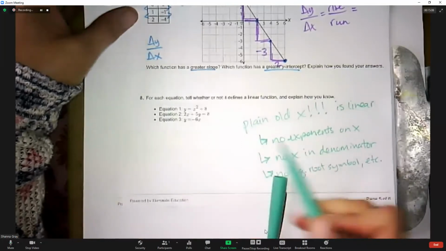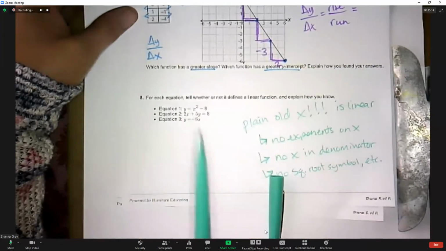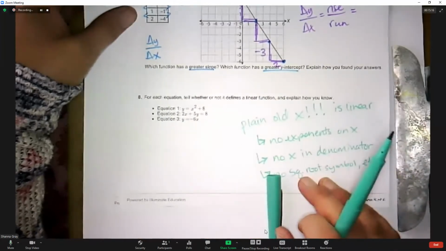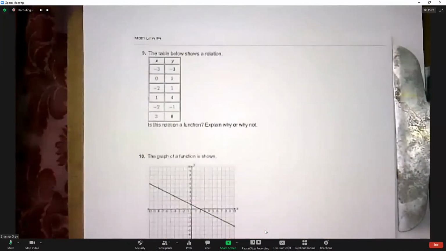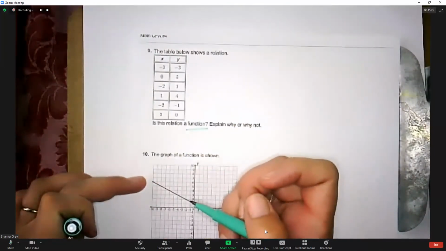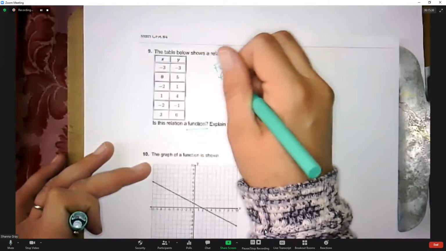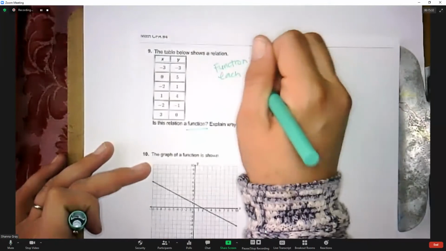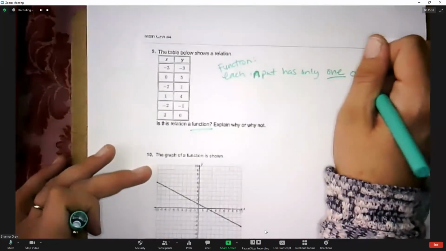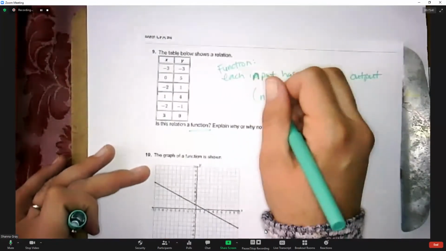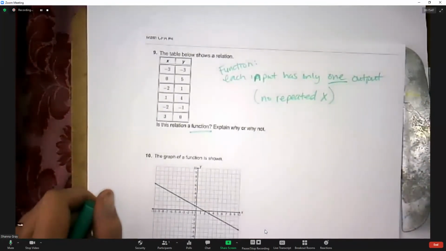And this is really, for my algebra kids, I noticed some of you using pretty good vocabulary to explain this, which is great. And then this is kind of geared more towards my 8th grade students right now, but still it works for both. All right, is this a function? So functions, each input has only one output. So basically no repeated x's. You can't have x going in 2 different times with 2 different answers.